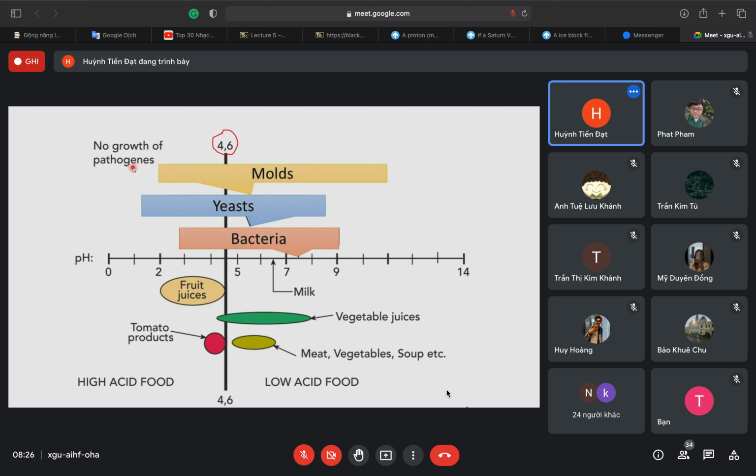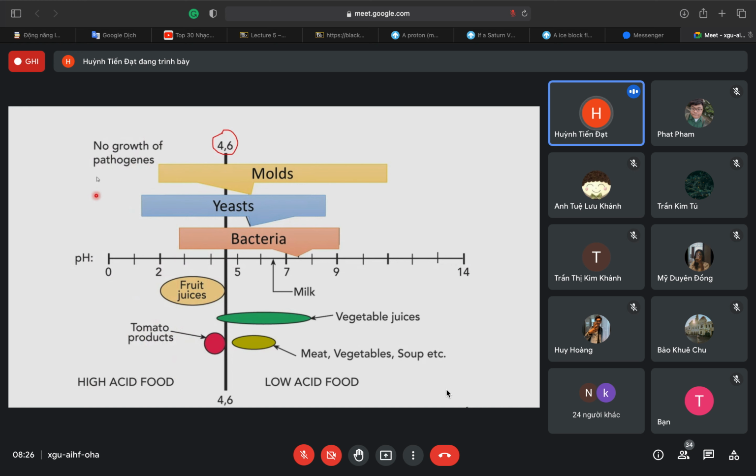That's good. If you try to control pathogens, one way is to reduce the pH value. Keep in mind, below 4.6, there are no pathogens. This concept is very important because it is applied in the food industry and in preservation when applied for the treatment of food.